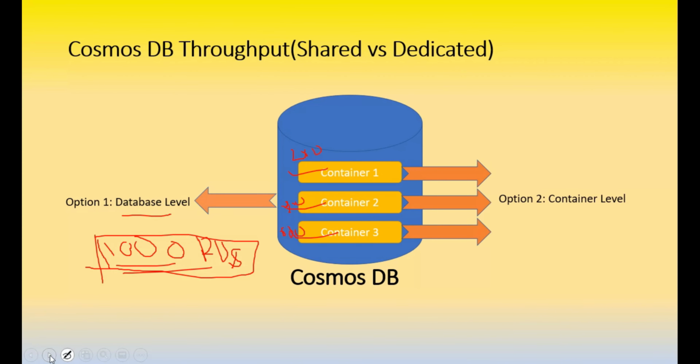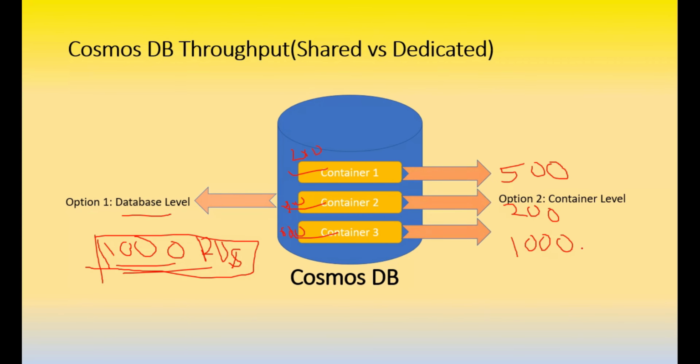Coming to option 2, which is at a container level. Whenever you're giving it at a container level, instead of the database level, I'll be mentioning, for each container, how much RU it should have. Suppose I'm defining that container 1 should have 500 RUs, container 2 should have 200 RUs, and container 3 might have 1000 RUs. So here I can define RUs for each container.